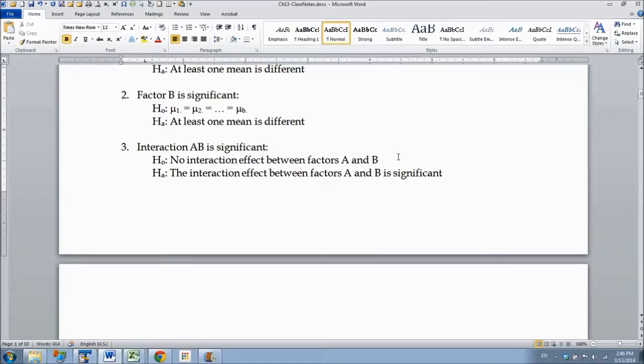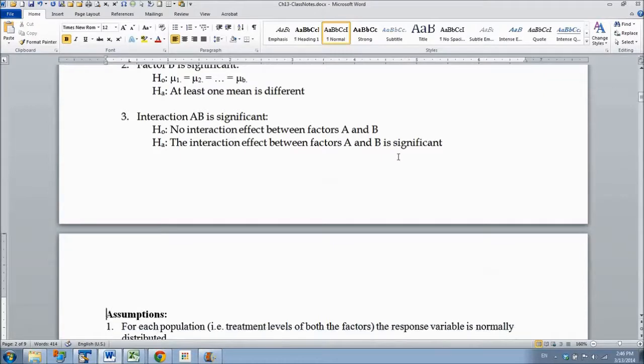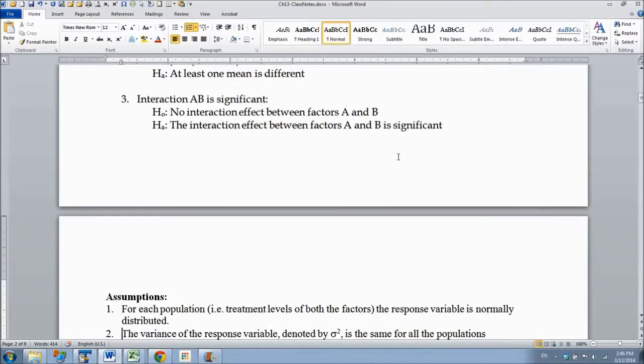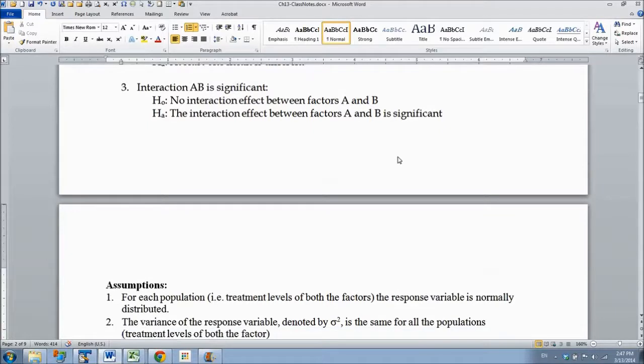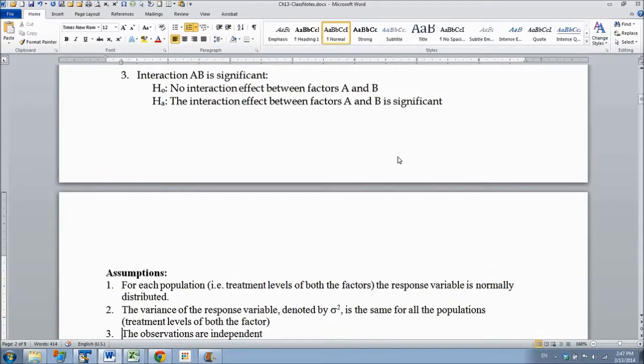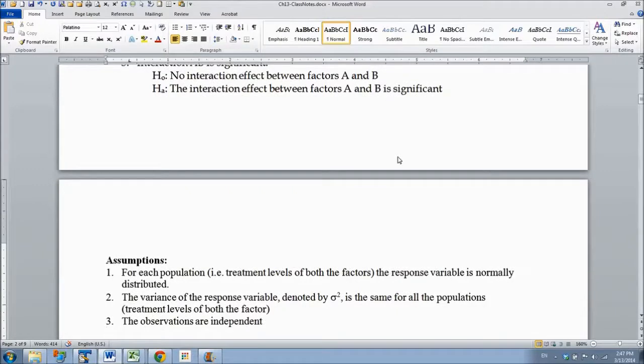Now, to test these three hypotheses, we have the same three assumptions. For each population, that is for each intersection of level A and level B, the response variable is normally distributed, all the variances are the same, and the sample observations are independent. Under these assumptions, we will take samples and run the Excel data analysis command ANOVA 2-factor with replications. That will give us the results with which we can test the three hypotheses.